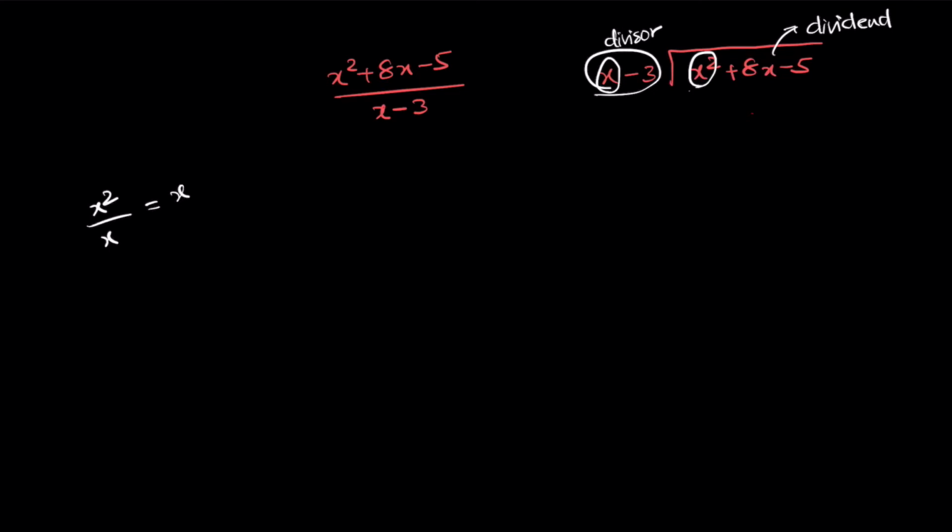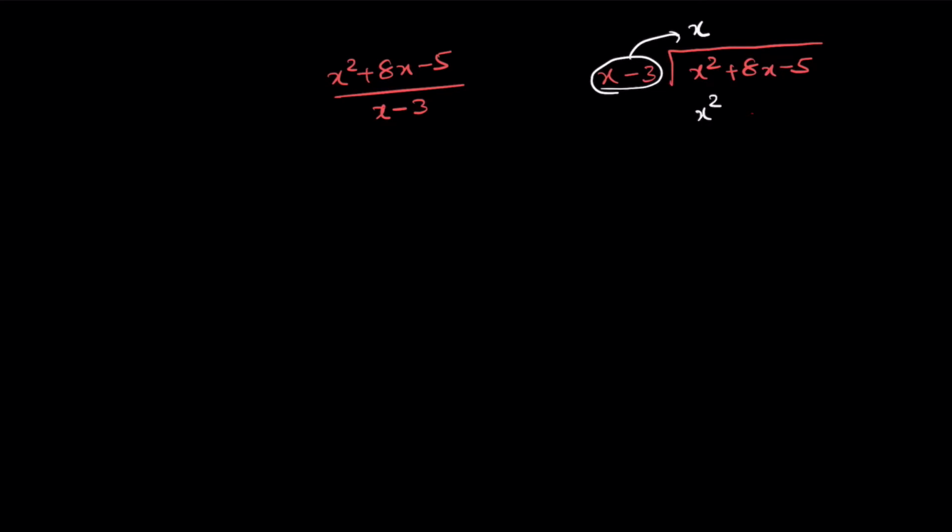Now we are multiplying. Write down that multiplying value x on the top, and multiply the entire divisor with x and write down the value at the bottom. So x times x becomes x squared, and minus 3 times x becomes minus 3x.